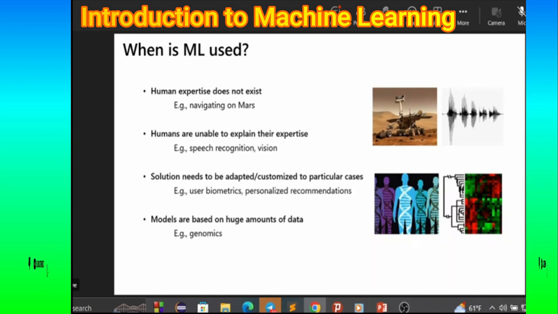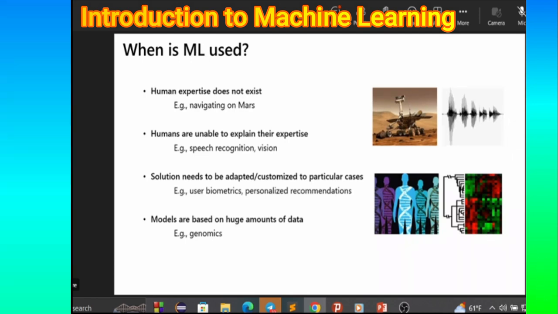So when is machine learning used? This is a question that we would need to answer. Machine learning is not always going to be used. There are scenarios where machine learning can be used, and there are scenarios where machine learning cannot be used.